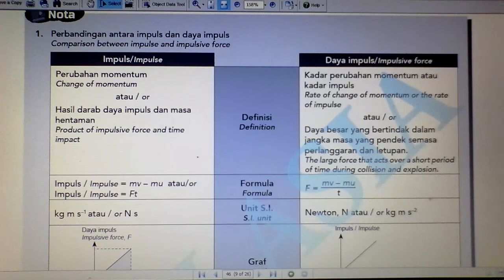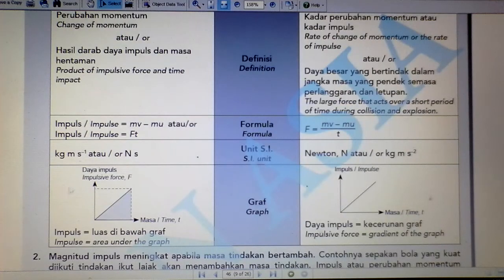For the impulsive force, we use the formula F equals change in momentum divided by time of impact, thus equals mv minus mu divided by t. The SI unit: impulse is change in momentum, thus the unit is the same as momentum, so we use kg meter second negative 1 or Newton second. For impulsive force, we use Newton, N, or kg meter second negative 2.